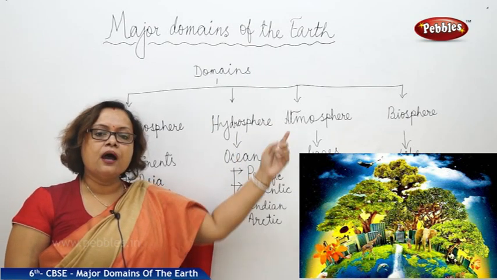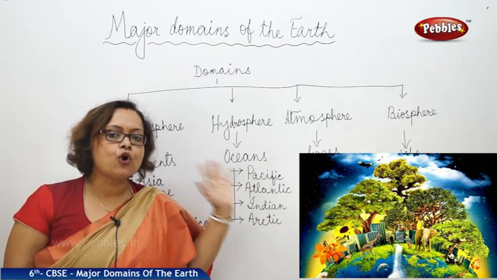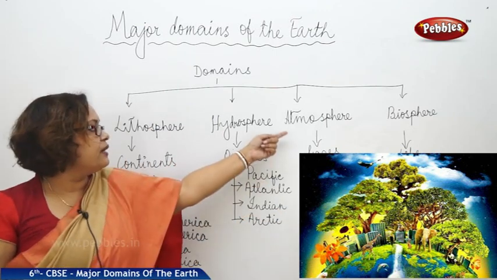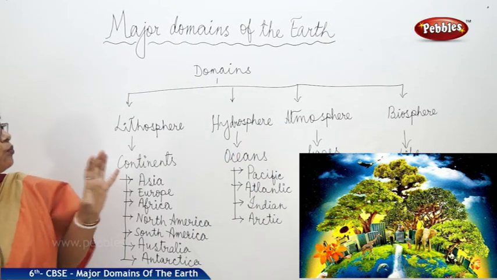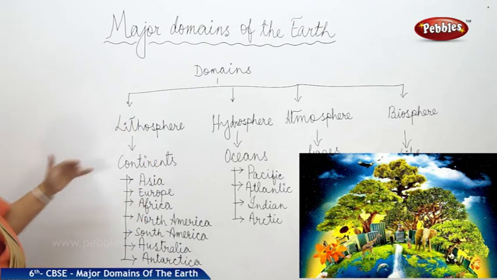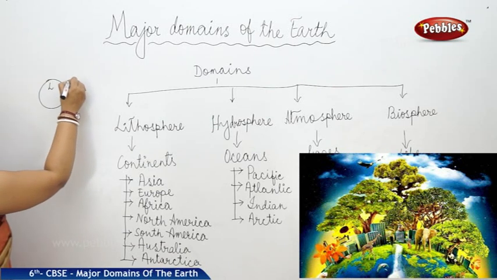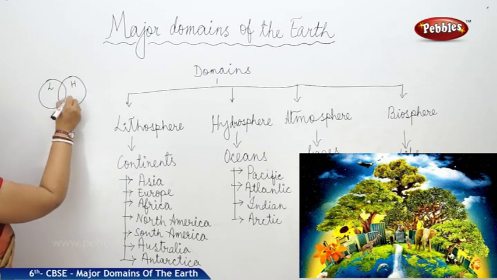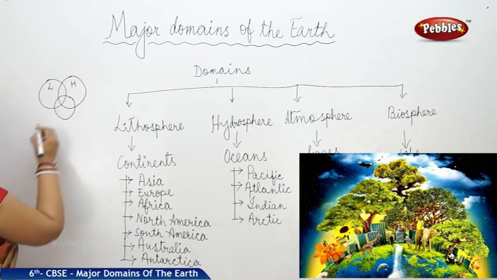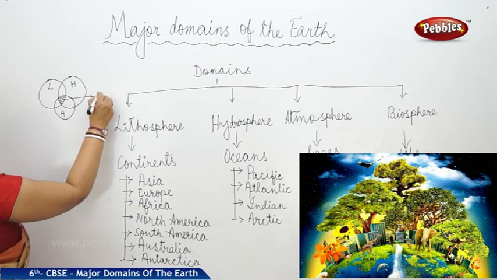Next we are coming to atmosphere, the gaseous part of the world that covers all of us, we can feel it. That is known as atmosphere. In a graphic presentation, if we want to present it, we can draw it like this. If this is lithosphere and this is hydrosphere and this is atmosphere, then in between, the small part we can say is biosphere.